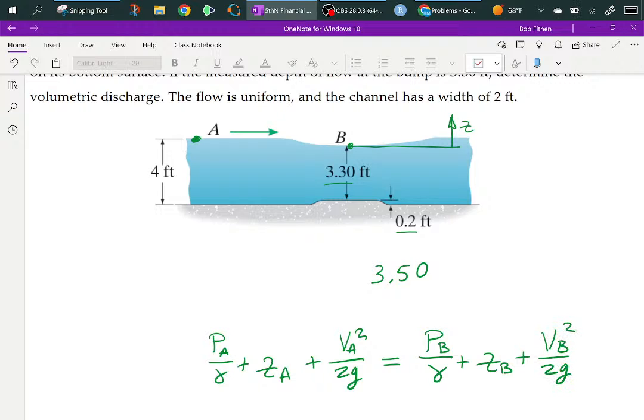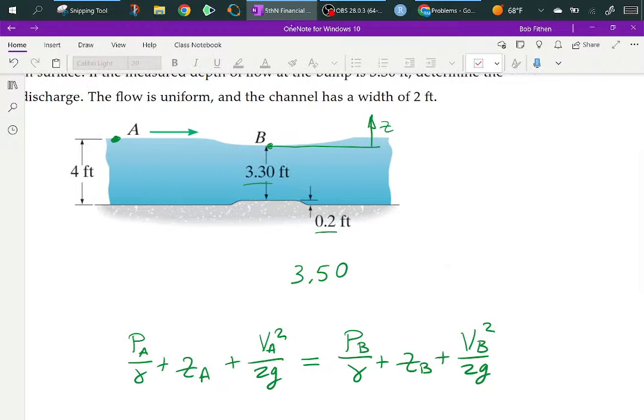Now, one of the things I do know, and this is kind of weird, but not that weird, is VA, area A. I'm used to seeing 1, 2, 3, and 4, not A, B, C, and D for points, but that's okay.